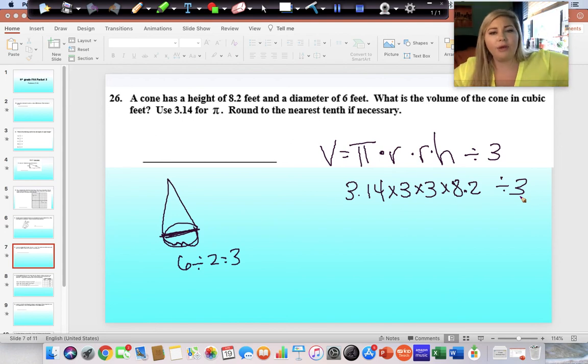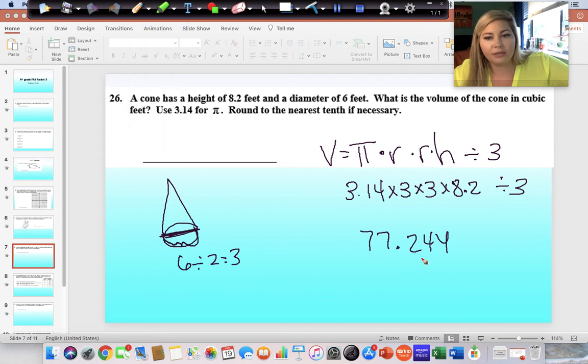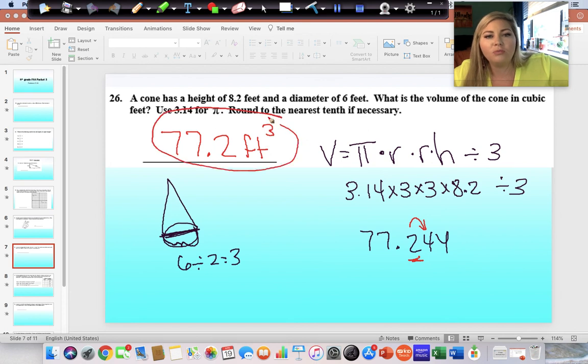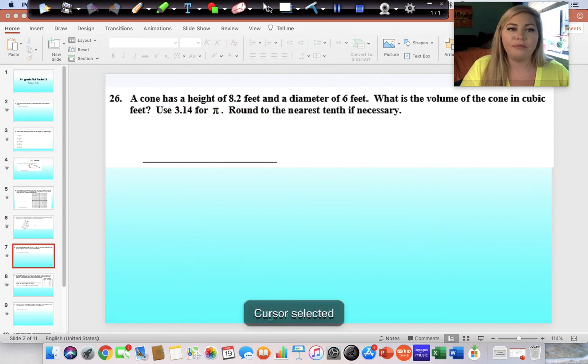But it asked us to round to the nearest tenths. Okay, so this is our number. That's our answer, but we want to round it to the tenths place. Remember, this is the tenths place. The 2 is in the tenths place. We look behind it. That 4 is not enough to bump that 2 up, so it stays the same. So our answer is 77 and 2/10 feet. And we're talking volume, so it's going to be cubed. 77 and 2/10 feet cubed.